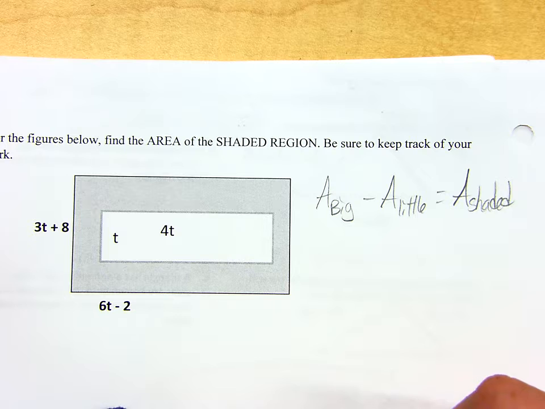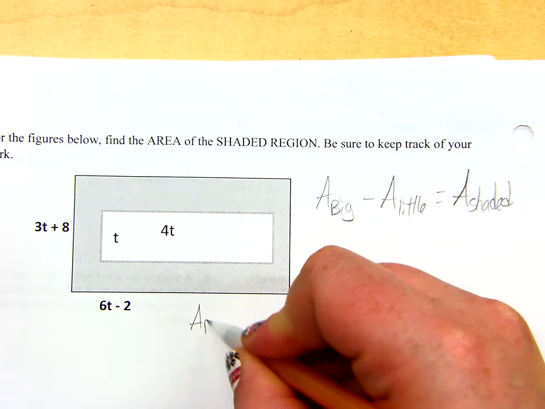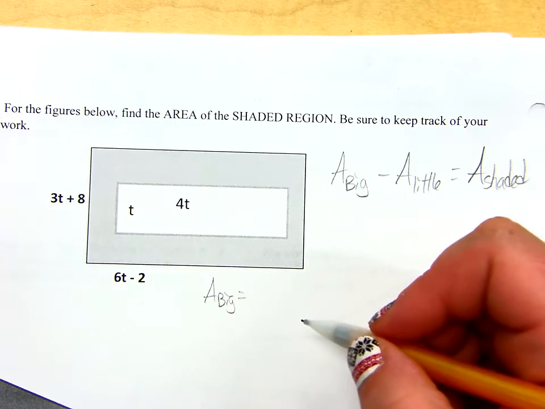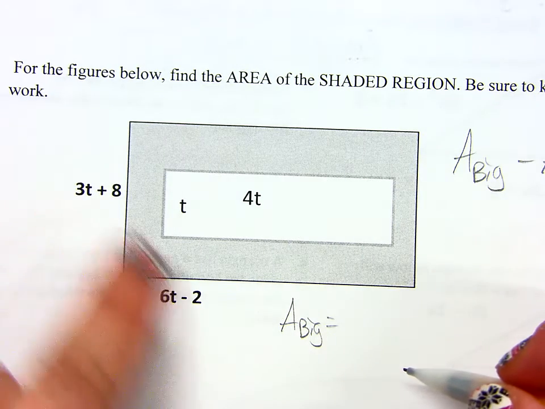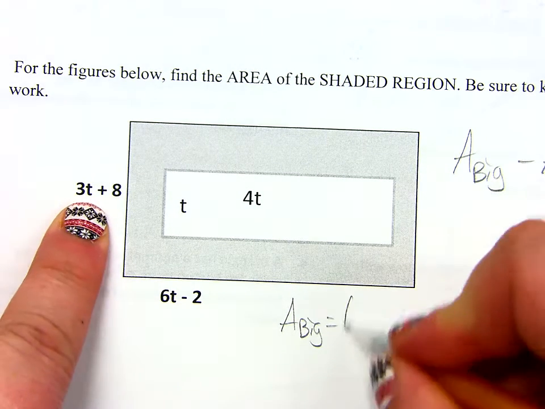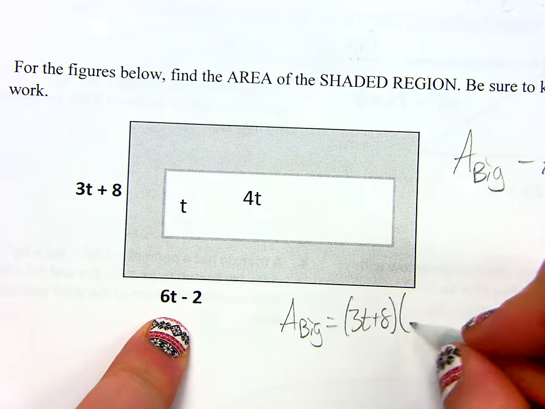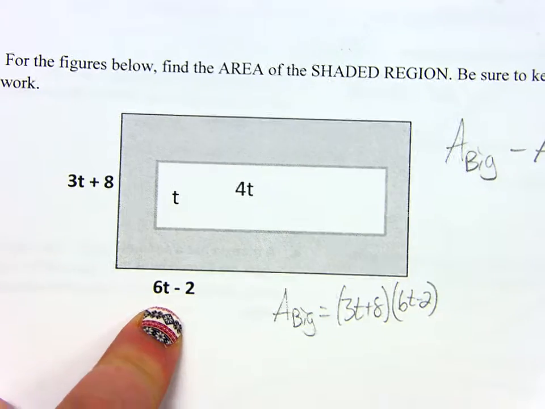Okay? So, I need to find the area of the big rectangle, so I'll do it underneath here. Area of the big. So, how do I find the area of a rectangle? Multiply. Yes, length times width. So I'll be doing 3t plus 8 times 6t minus 2. So everybody please multiply those two things together.